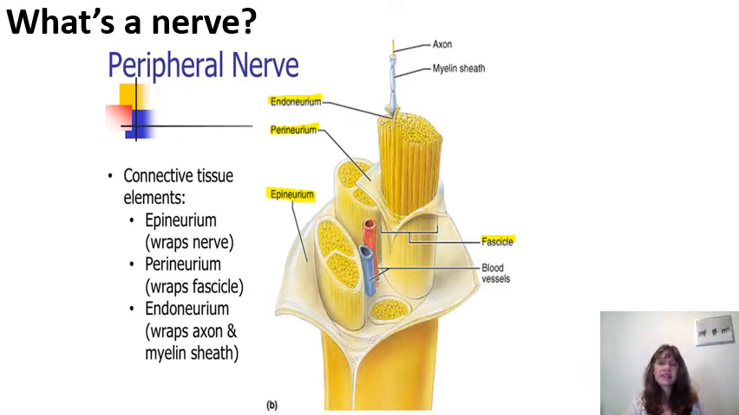You'll notice in the connective tissue of the peripheral nerve that there are blood vessels within the nerve itself. This is necessary because we know neurons are highly metabolic cells. They need a good blood supply to supply oxygen and nutrients and carry away carbon dioxide and waste products.